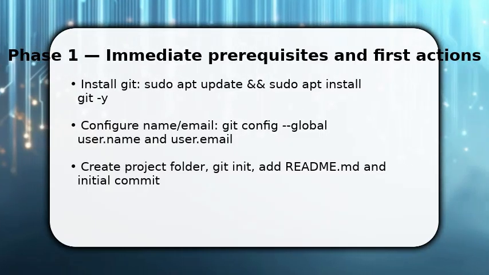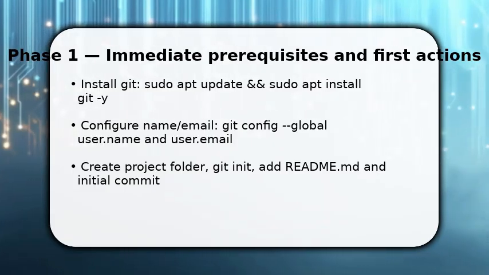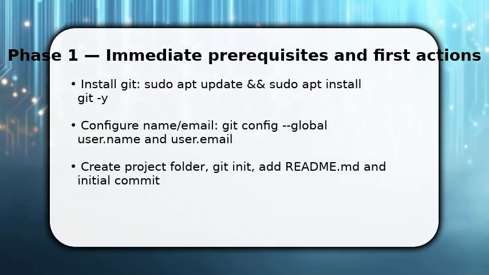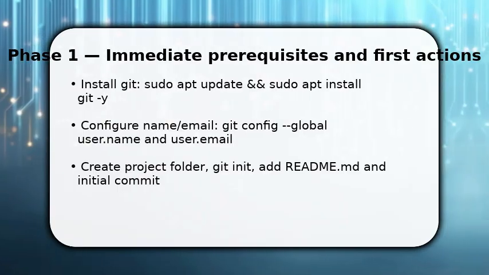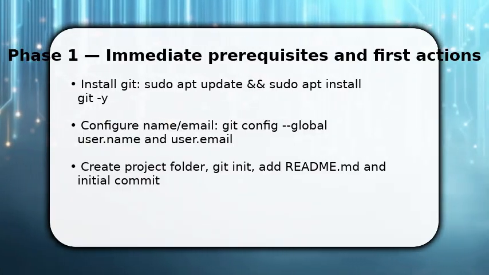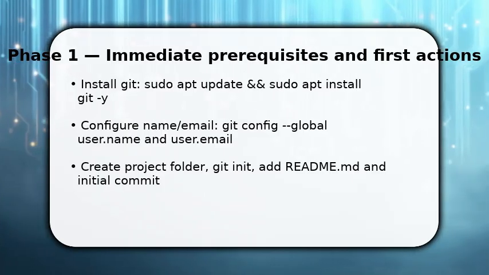You start by installing and configuring Git so commits map to you. Once installed, set git config --global user.name and git config --global user.email. This links identity to GitHub.